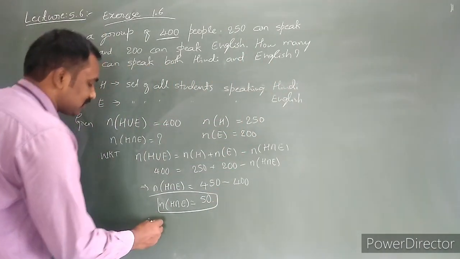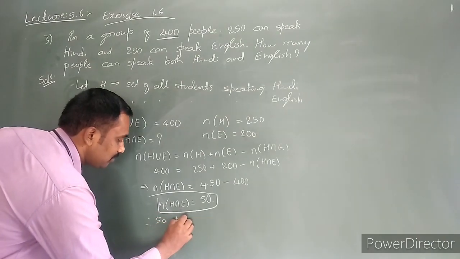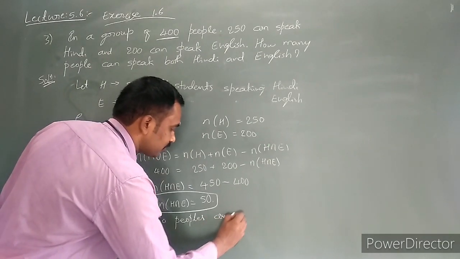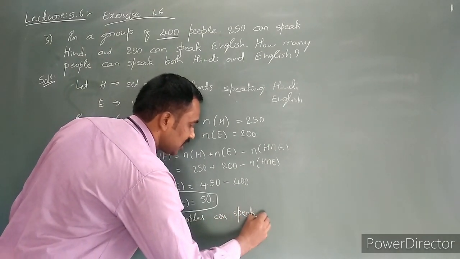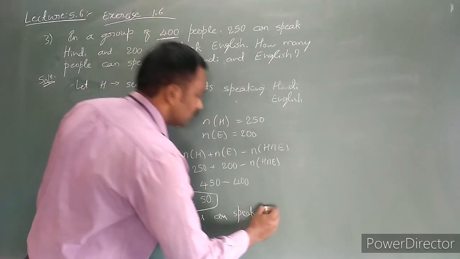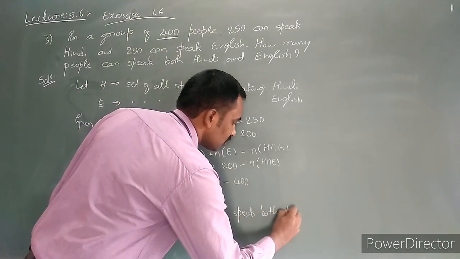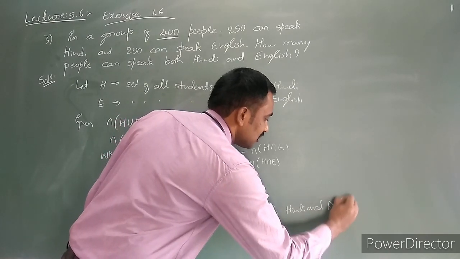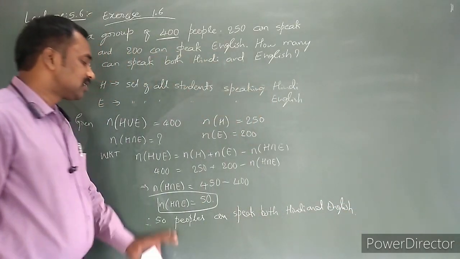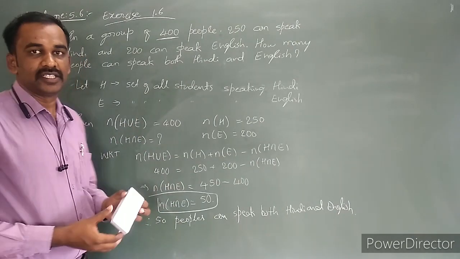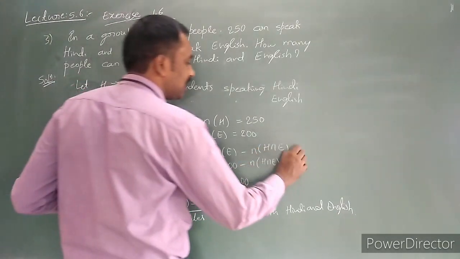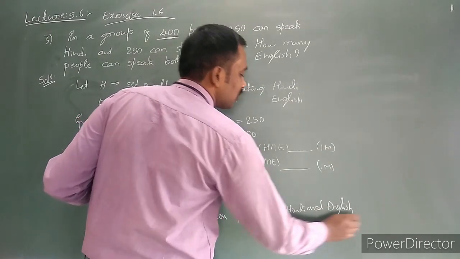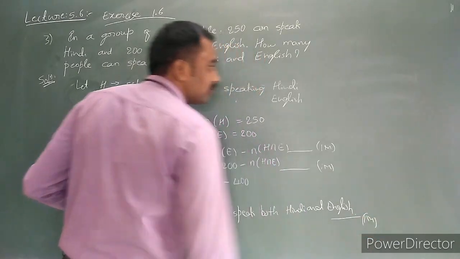Hence the solution, we just write that one: 50 people can speak both Hindi and English. This is the solution. If we solve this much, we will get the 3 marks. Writing the given data and formula, 1 mark. Replacing all the values into the formula, 1 mark. And getting the final answer, 1 mark.